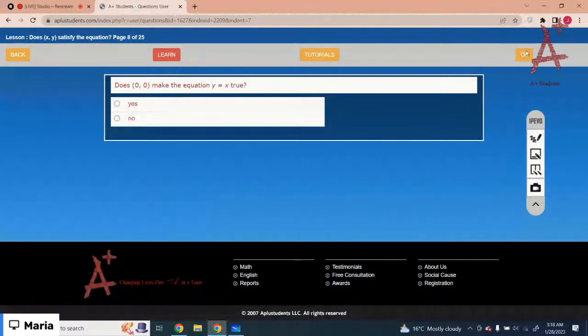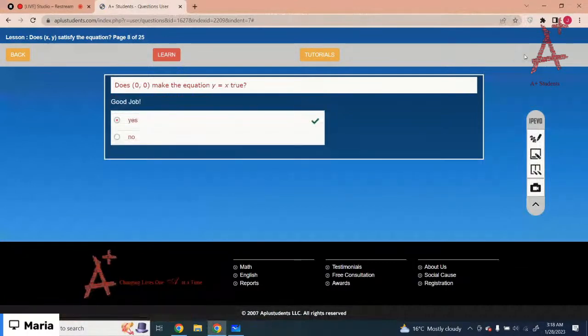Okay, the next one is: does (0, 0) make the equation true, y equals x? So which is the correct option, yes or no? The correct option is yes, it makes the equation true. Got it? Both sides equal, 0 equals 0. So the correct option is yes.